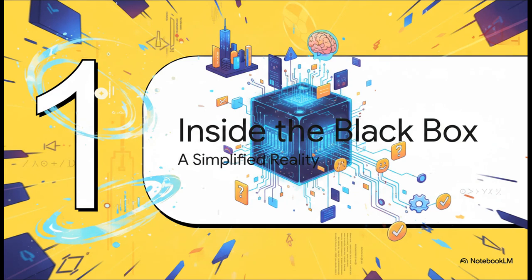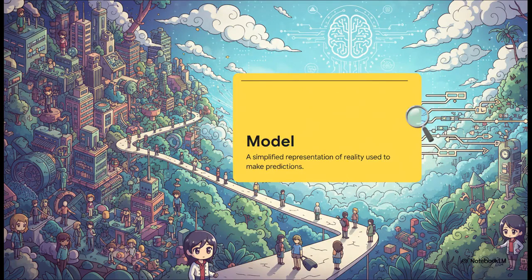And what you're going to find is that this is way less about magic and a whole lot more about making reality just a little bit simpler to understand. Okay, here's the big secret, the key to the whole thing. A model is just a simplified representation of reality, and it's built to do one thing, make predictions. That word, simplified, that's everything. A model isn't trying to capture every single detail of the real world. No way. It just grabs the parts it needs to do its job.